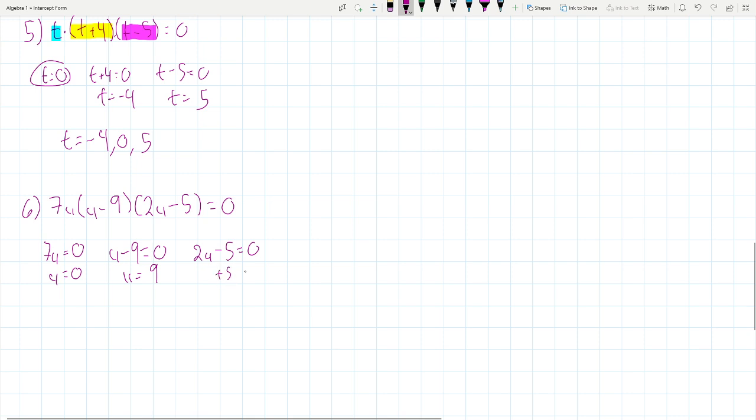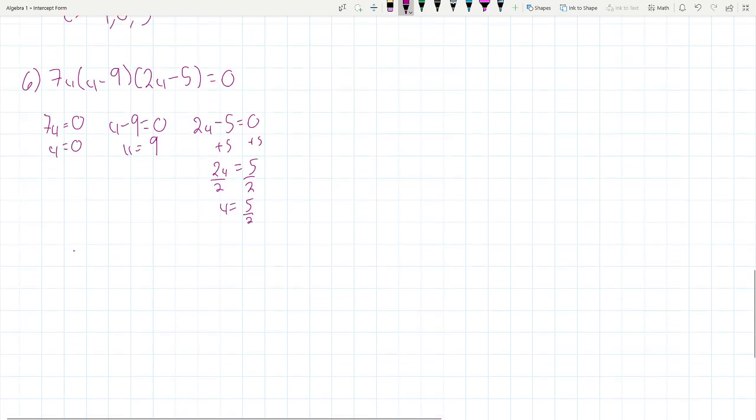So we go, okay, I'm going to add 5 to both sides. So I get 2u equals 5. And then I divide both sides by 2. And I get u equals 5 over 2. And just leave this as a fraction. This makes life easier. So whenever we do this, we get u equals 0, 5 over 2, and 9.